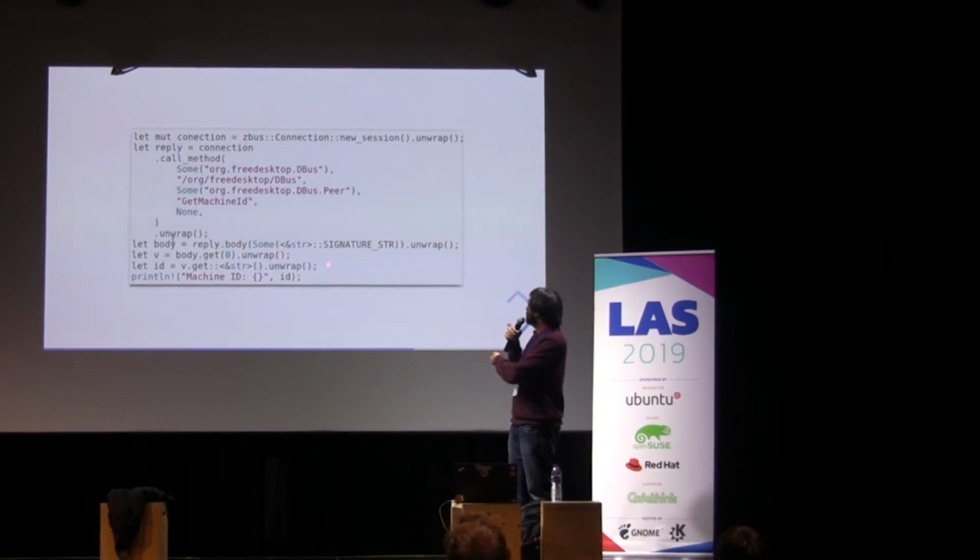And then you get a reply, and you can parse the reply body as a variant, if you know the type of what you are expecting. So you say, I want the data, and you give it the exact type, and you get the exact data of that type, and then you can do whatever you want with it.